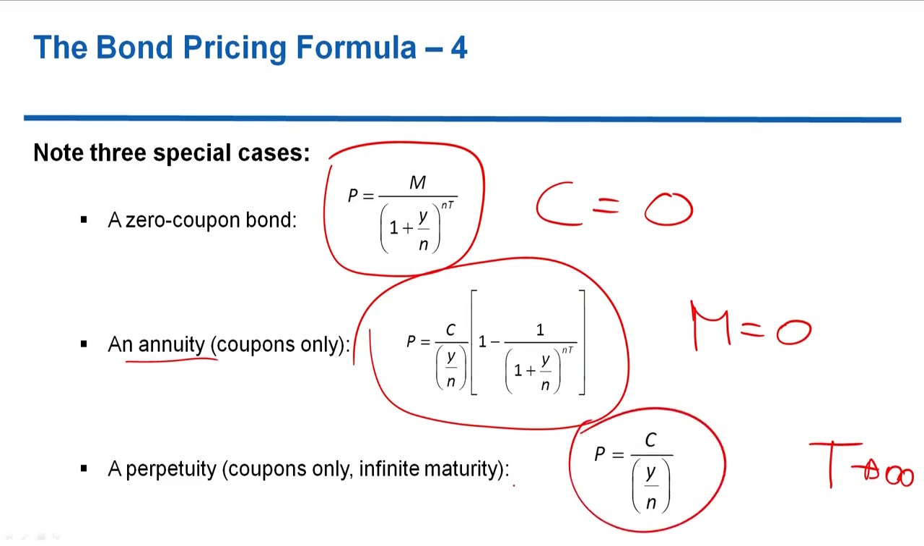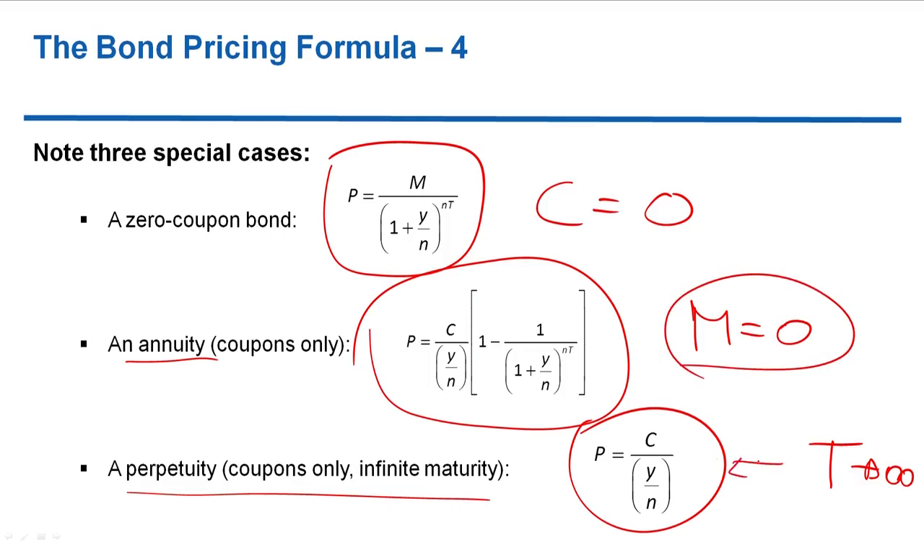It's a special case of an annuity, and this is basically a financial asset that pays coupons indefinitely, forever. So not only does it not pay back the principal, but it pays coupons forever, as t goes to infinity. And in this special case, we call this kind of bond a perpetual bond.